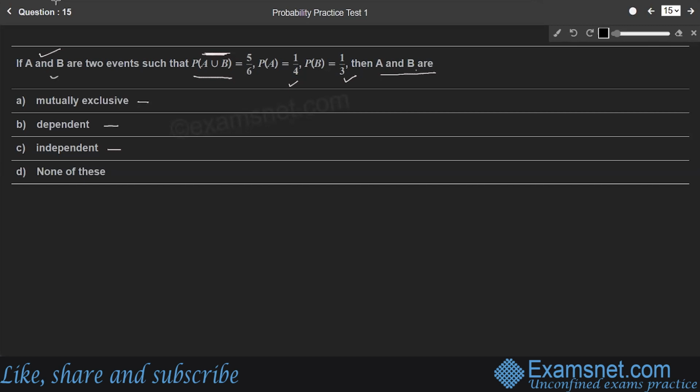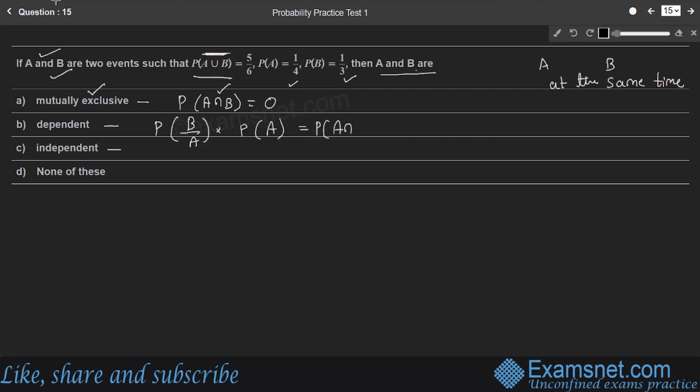So here students, for two events A and B, right? A and B are mutually exclusive when probability of A intersection B is equal to 0, right? So what is probability of A intersection B? When two events A and B are happening at the same time, we take probability of A intersection B. That means two events are happening at the same time, right? When the probability of A intersection B is equal to 0, then the events A and B are mutually exclusive, right? The events A and B are dependent when probability of B by A into probability of A is equal to probability of A intersection B.